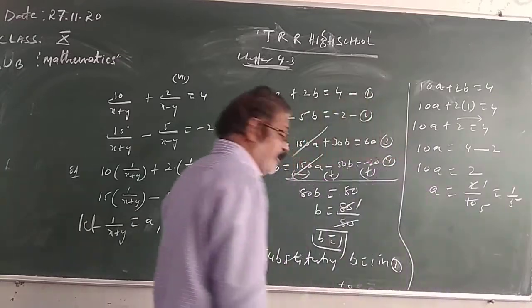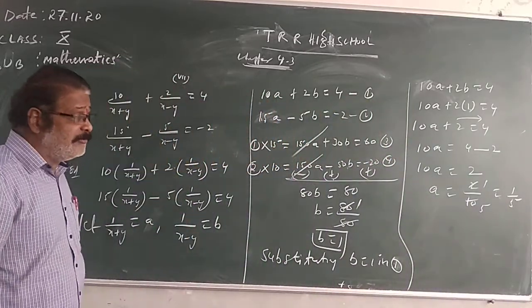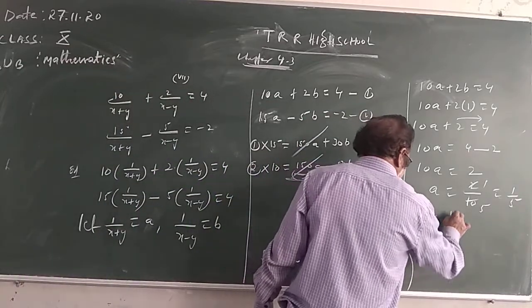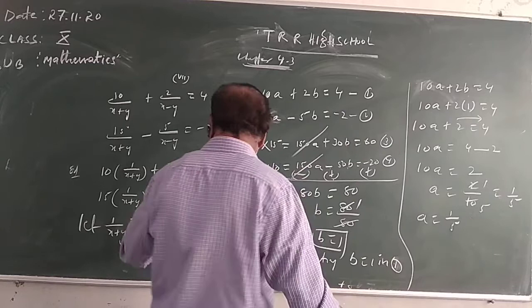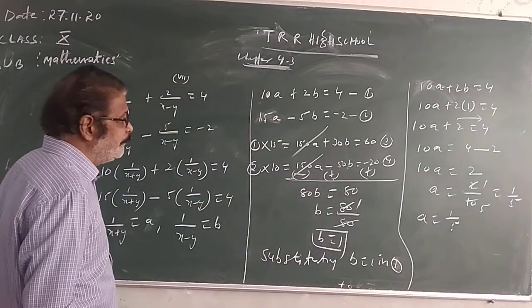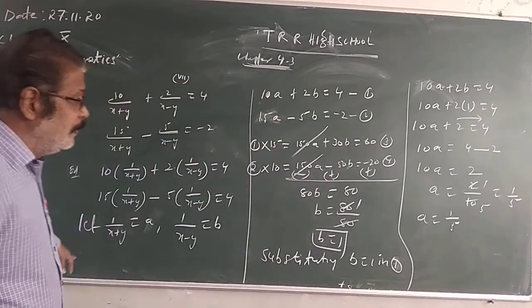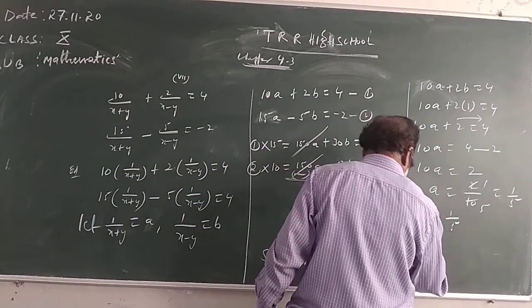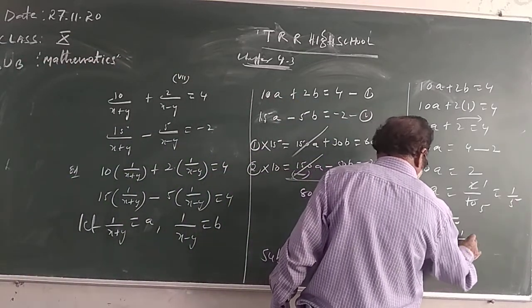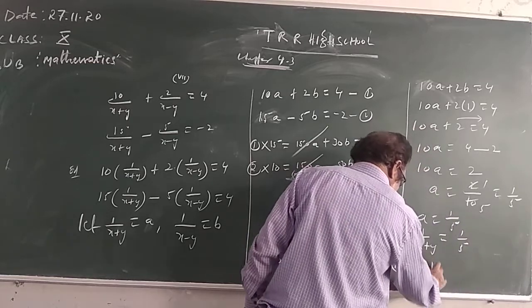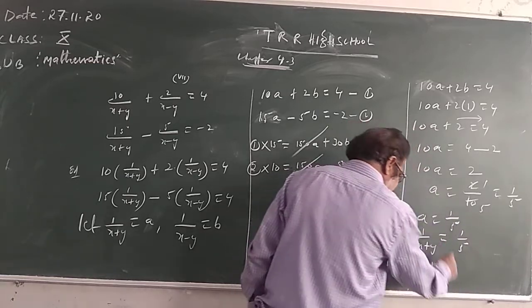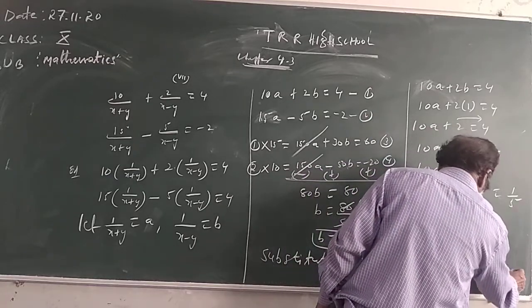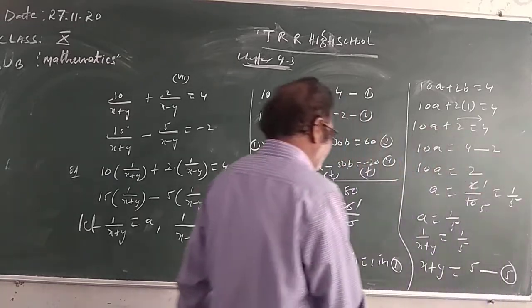So, the equations are in the variables x and y. You need to find out the x and y values. So, a is equal to 1 by 5. What is a? a is 1 by x plus y. 1 by x plus y is equal to 1 by 5. Reverse the fractions: x plus y by 1 is equal to 5 by 1. This is x plus y equal to 5. This is the newly formed equation. You name it as the fifth equation.